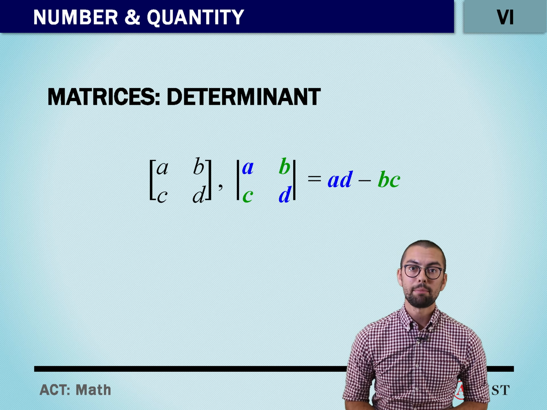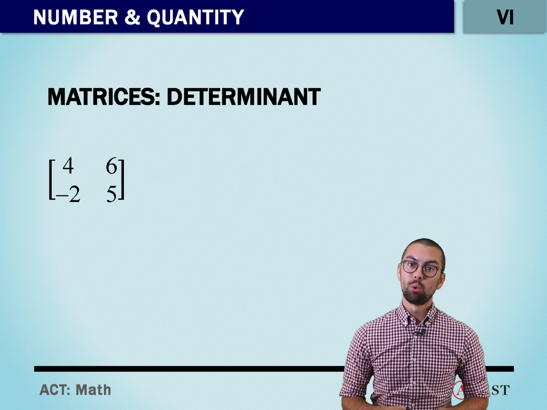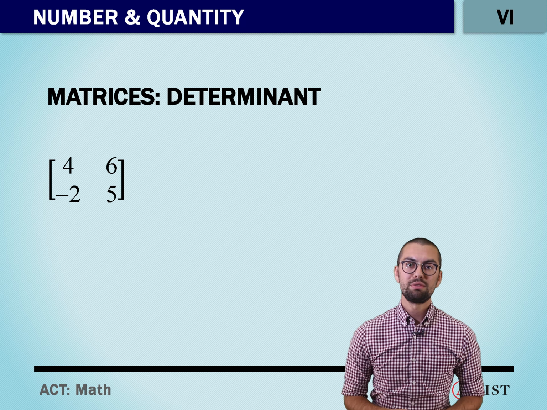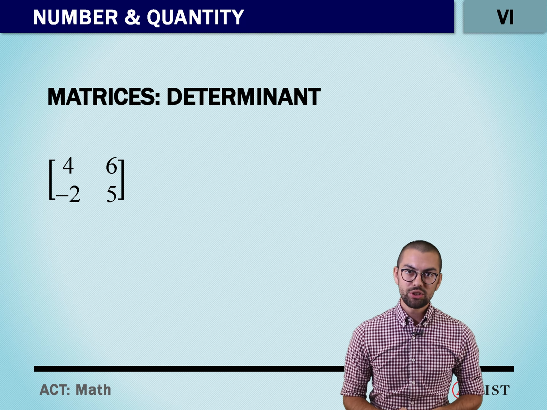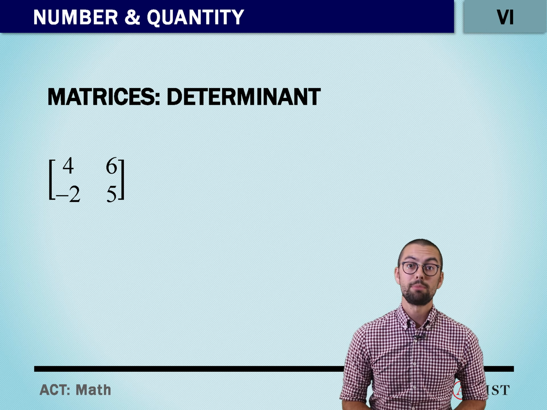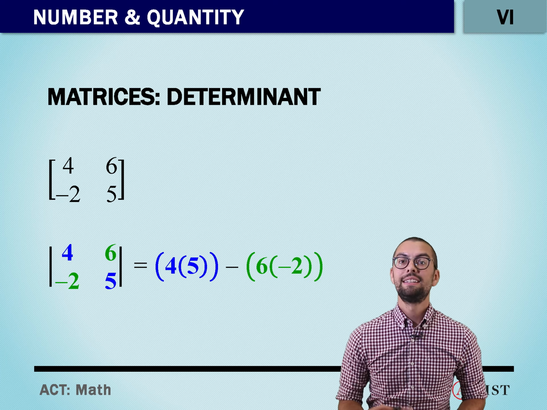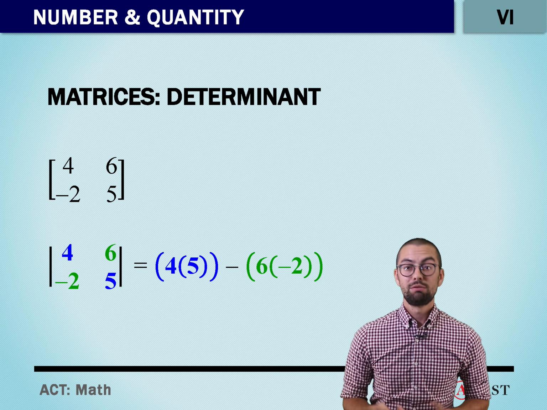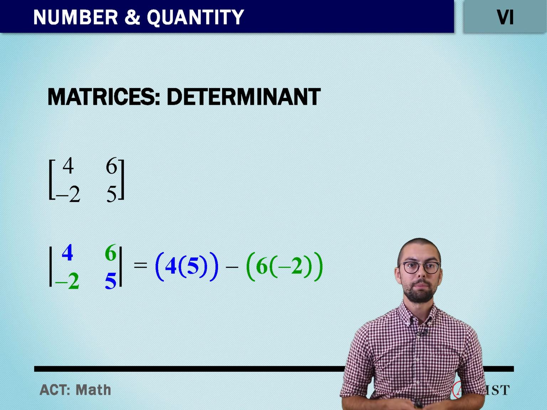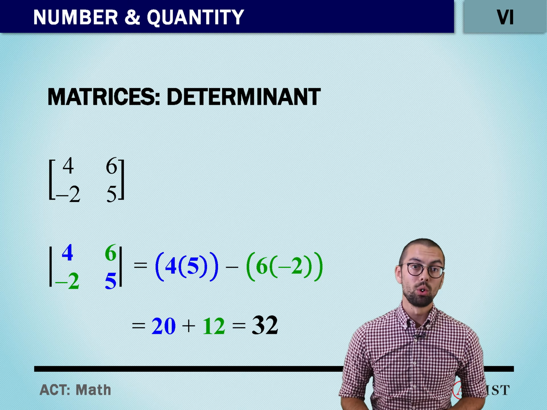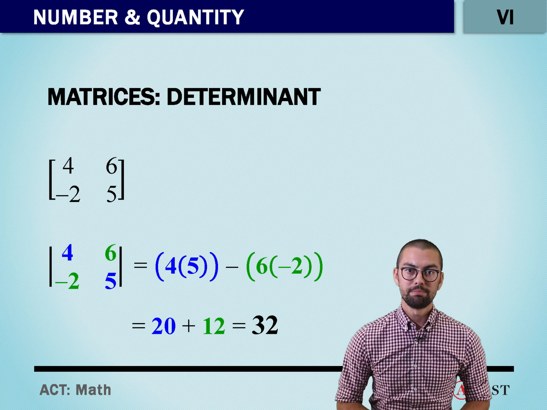Let's take a look at an example. So we've got this 2 by 2 matrix. First row 4, 6, second row -2, 5. Again, finding that determinant, we just multiply across the major diagonal minus the product across the minor diagonal. That will give us 4 times 5 minus 6 times -2. 4 times 5 is 20, 6 times -2 is -12, so we end up getting 20 minus -12, or 20 plus 12, for a total of 32. And there we go, not so bad.